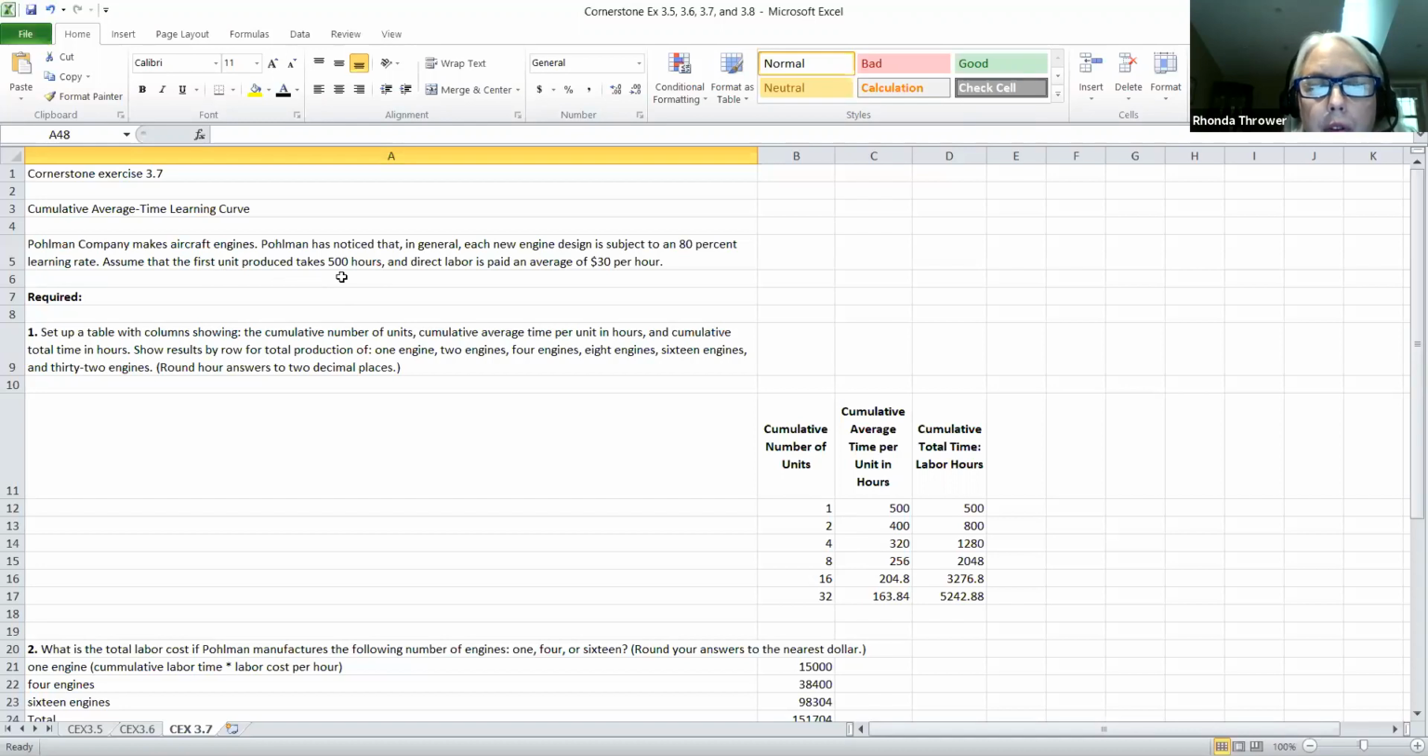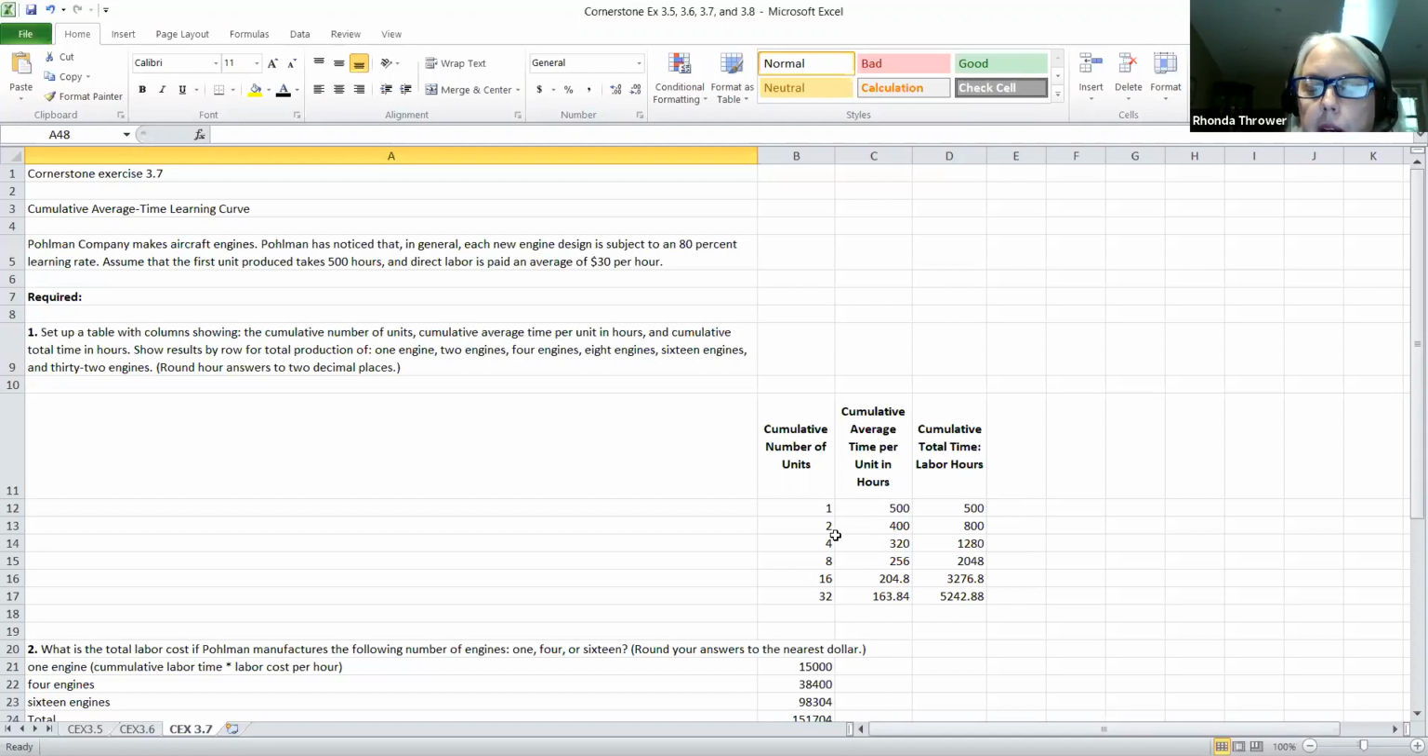Now they told us that the first unit produced is going to take 500 hours. That's 100% hours that we're talking about here. It's going to take them 500 hours to produce one unit. So if we're just producing one unit, if we multiplied 1 times 500, that is the cumulative total time in labor hours. Notice these both are hours that we're talking about here.